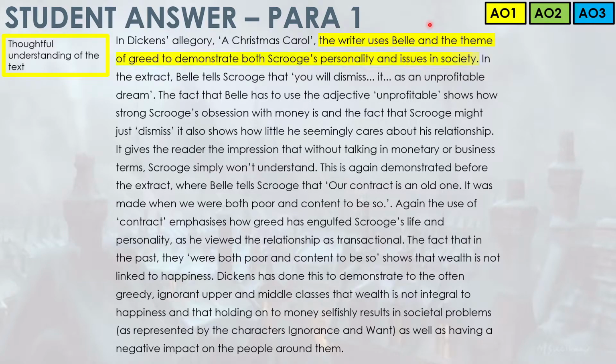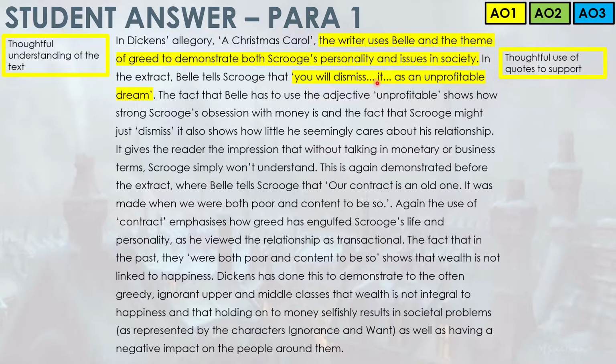So first off here is where they say the writer uses Belle and the theme of greed to demonstrate both Scrooge's personality and issues in society. And this is a thoughtful understanding of the text. They're not only considering Scrooge as a person, but they're thinking about the wider societal issues that Dickens was trying to fight against. Here as well, where they've used the quote, "You will dismiss it as an unprofitable dream." Very thoughtful use of the quotes.